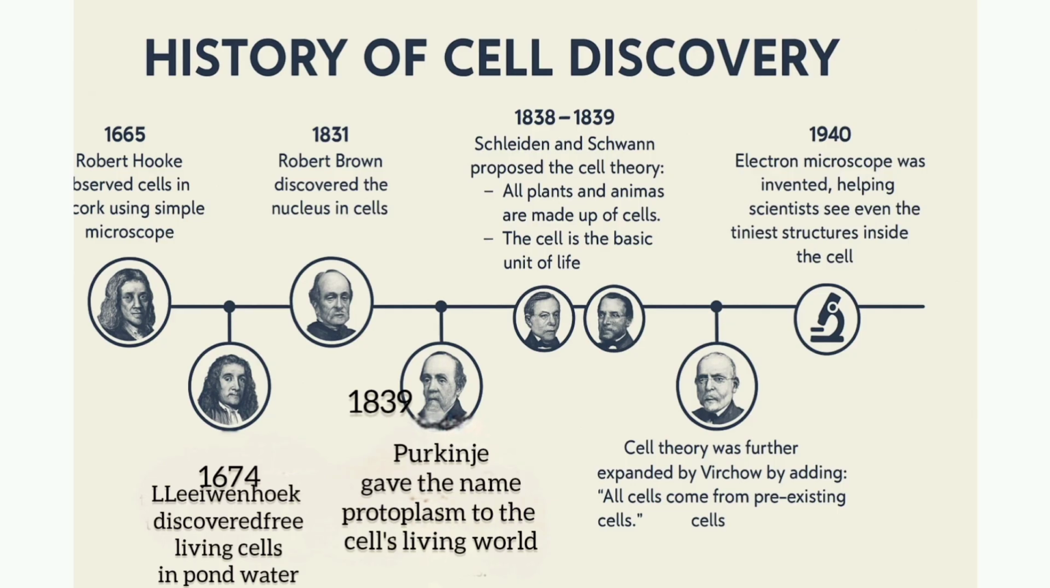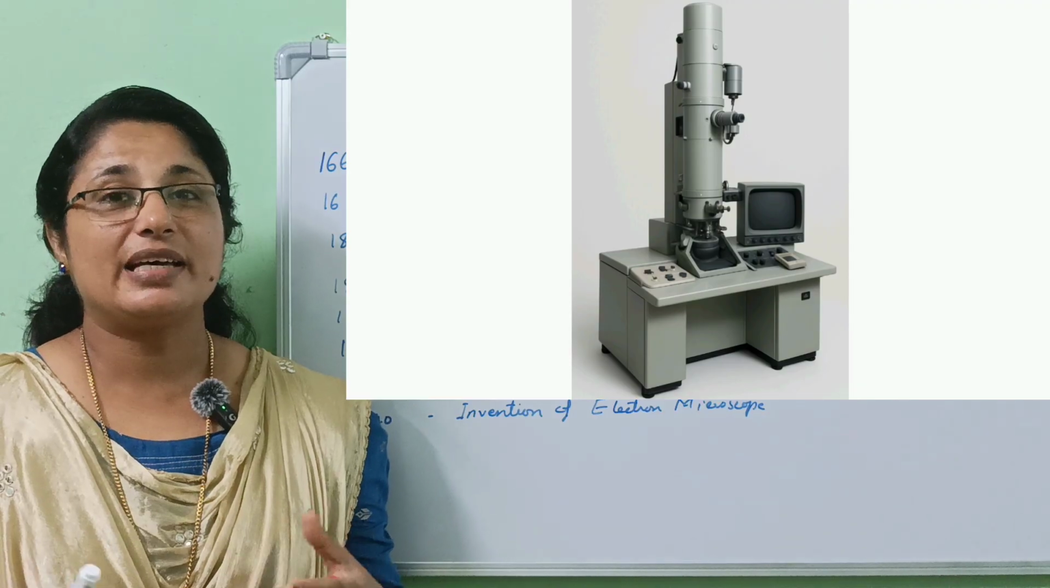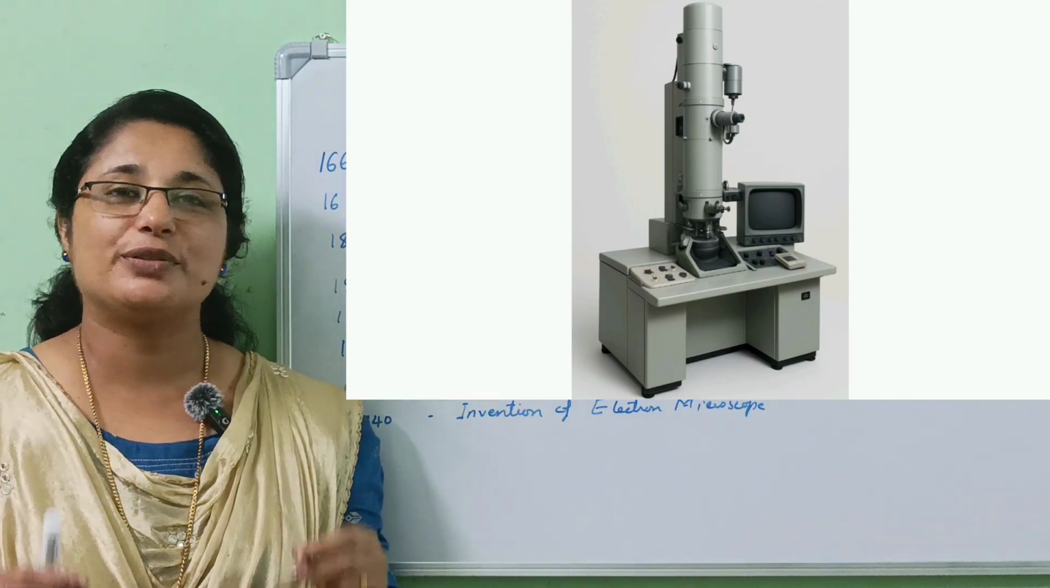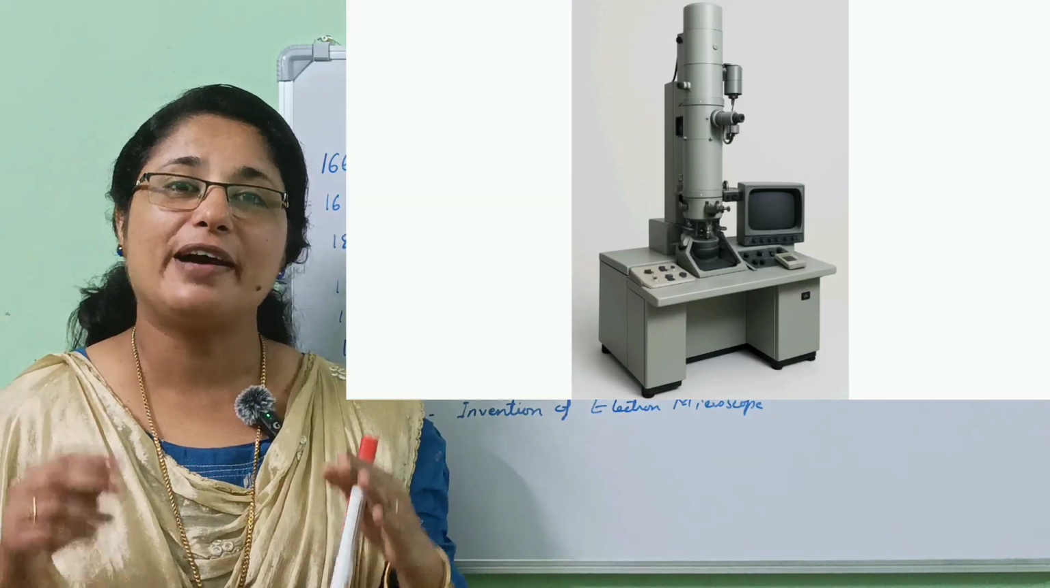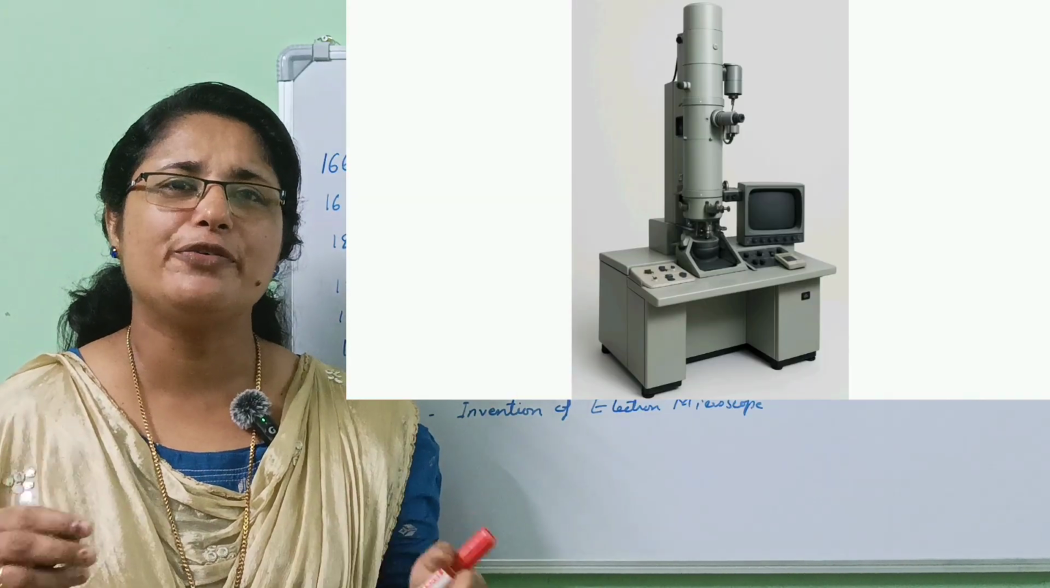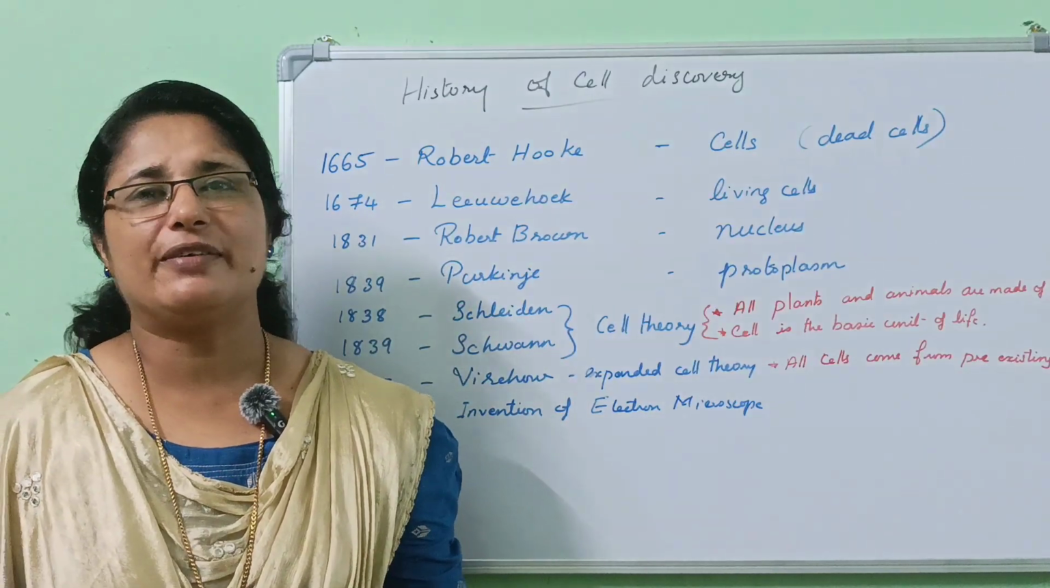In 1940, the electron microscope was invented, helping scientists to see the tiniest structures inside the cell. The invention of magnifying lenses opened up a whole new world, the microscopic world.